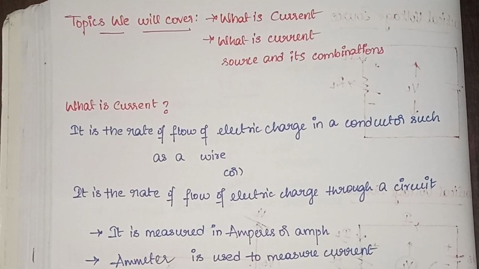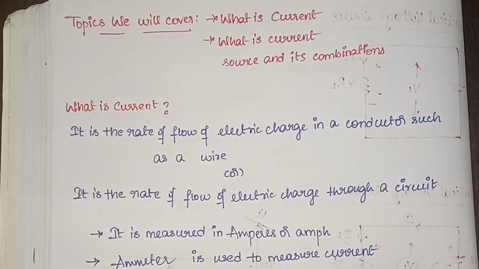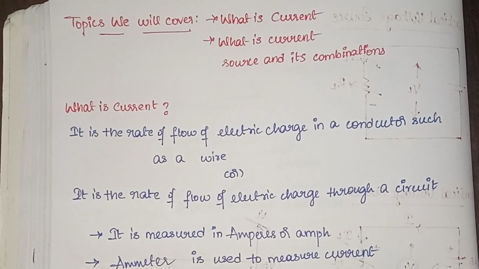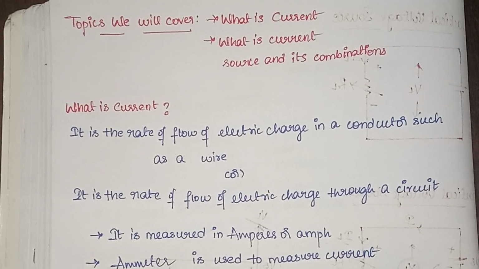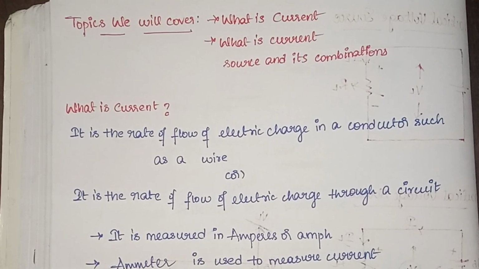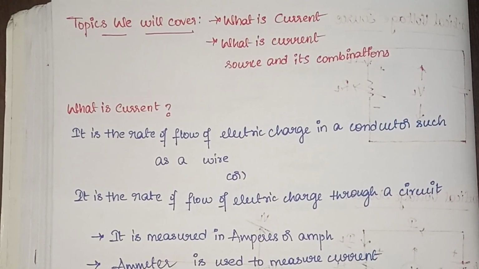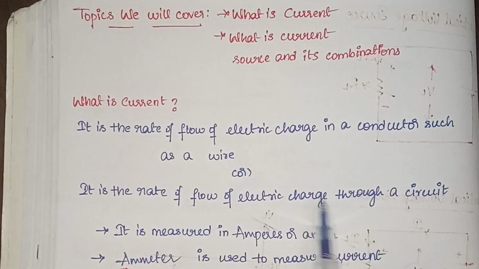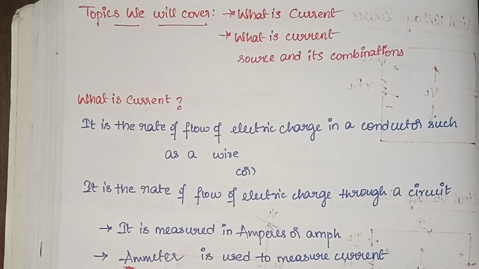So in this video we will cover current and current source, along with its combinations that are ideal and practical. So first of all, let's deal with the definition of current. So what is current? It is the rate of flow of electric charge in a conductor such as a wire, or it can also be said as the rate of flow of electric charge through a circuit. Any of the definitions would be fine.